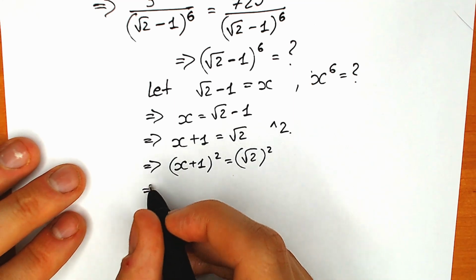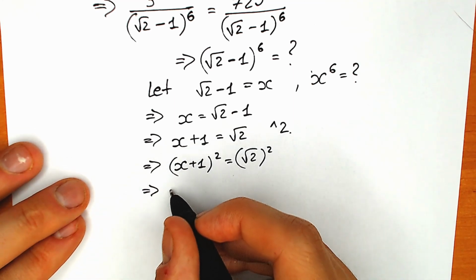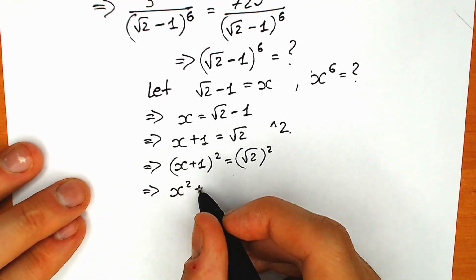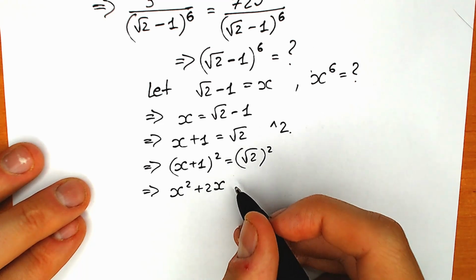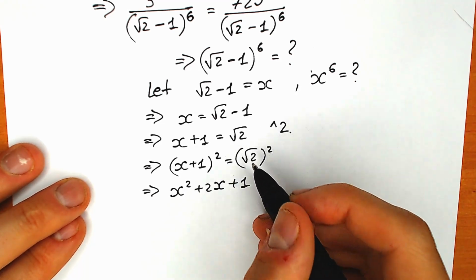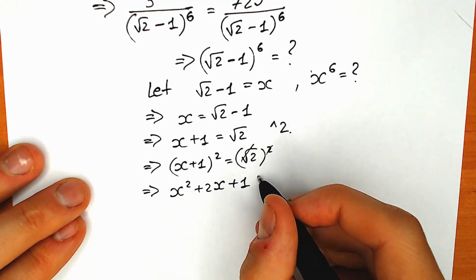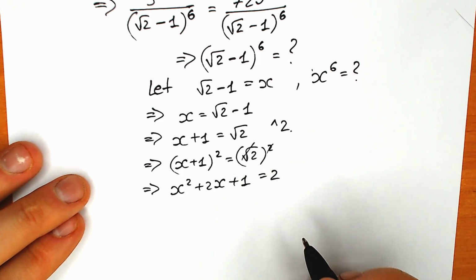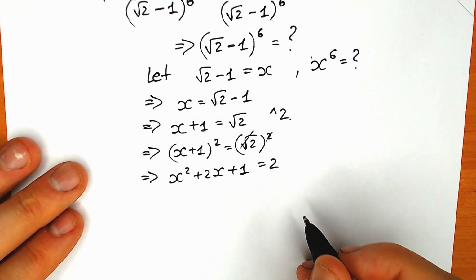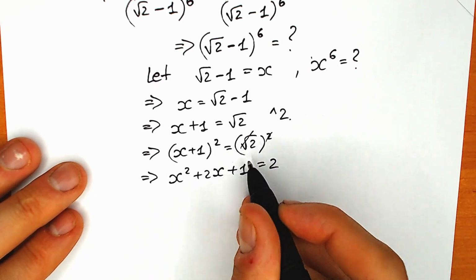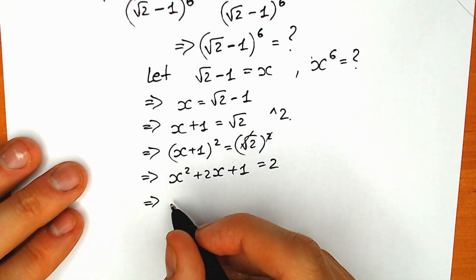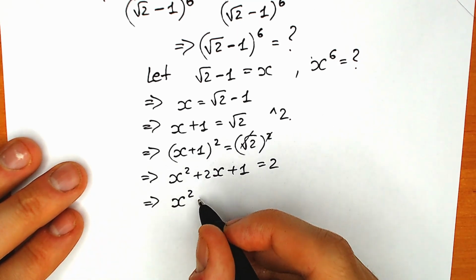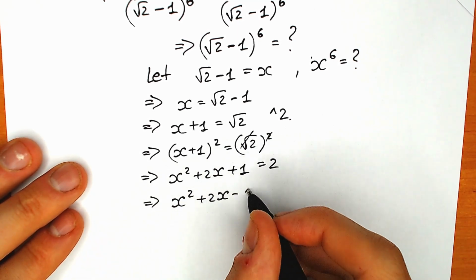Right now this is our basic formula. On the left side we have x squared plus 2x plus 1, and on the right side we can easily cancel the square root sign with the square. As a result we have only 2 on the right side. We can easily subtract 2 from both sides, and from here we will have x squared plus 2x minus 1 equal to 0.